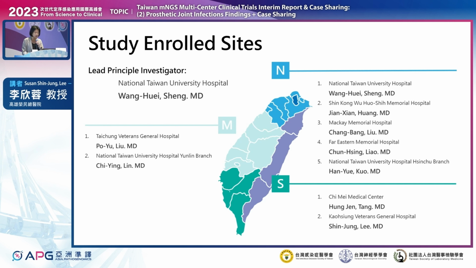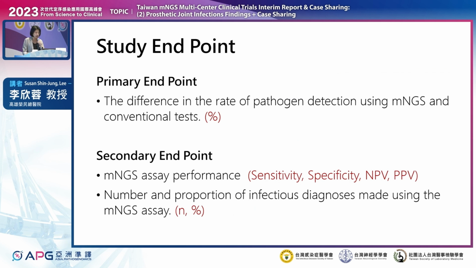A total of 9 hospitals across Taiwan participated in this study, including 5 from northern Taiwan, 2 from mid, and 2 from southern Taiwan. Dr. Wang Huishen from National Taiwan University Hospital is the lead principal investigator. The primary study endpoint is the difference in the rate of pathogen detection using mNGS compared with conventional tests, and the secondary endpoints include the assay performance of NGS and also the number and proportion of infectious diagnoses made using the NGS assay.